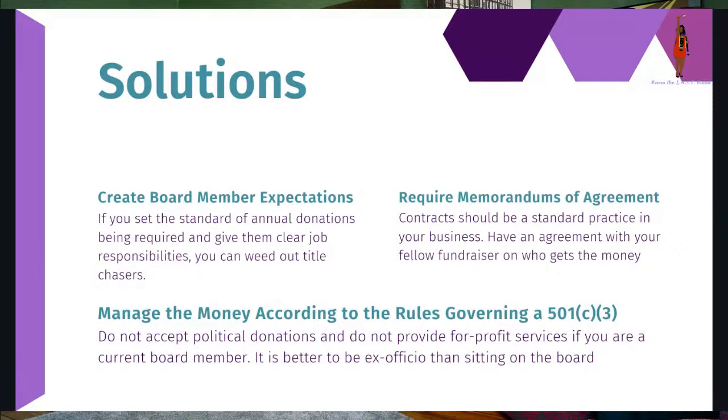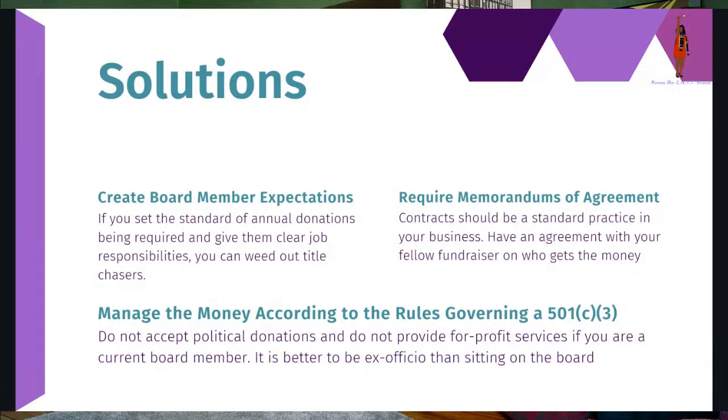And it doesn't seem like a big task, right? But imagine there's a $10,000 event. Who gets the $10,000? You or them? Who gets to attribute that towards their accounting? You or them? Money can't happen twice. It's not 10,000 for you and 10,000 for them. You have to have clear terms. And then of course, manage the money according to the rules governing a 501c3. If you have a nonprofit, you can even have a foundation, right? You have to set out rules for this.